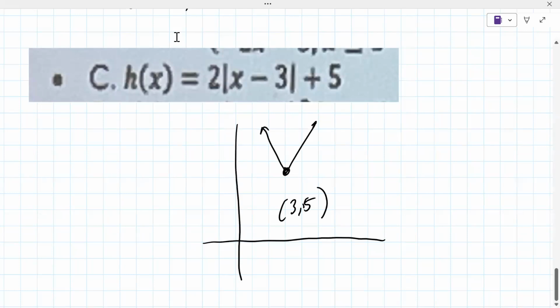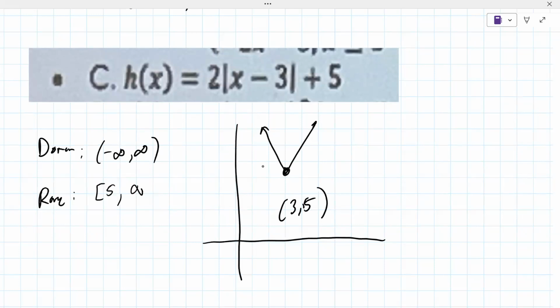I'm emphasizing more the min and the max points. Your teacher may want you to do a little better job of figuring out the actual graph, where it hits the y-axis and other things. But what is the domain and range of this? Domain is from negative infinity to positive infinity. Range is from 5, including 5, to positive infinity. Good.